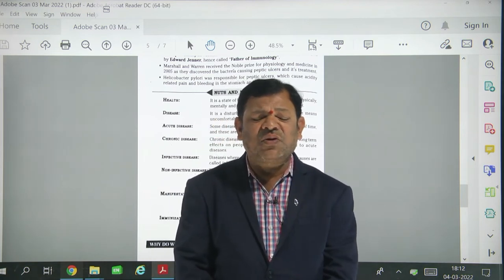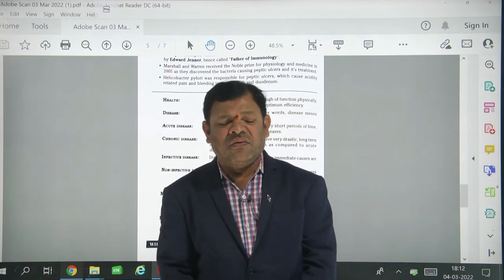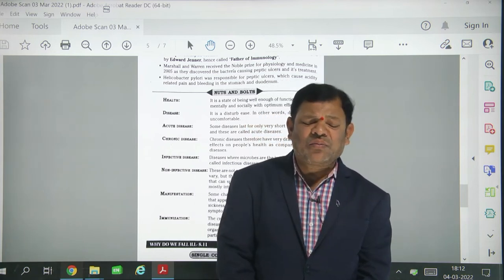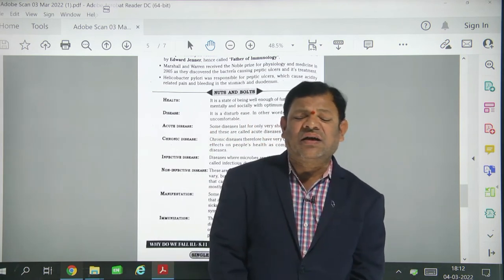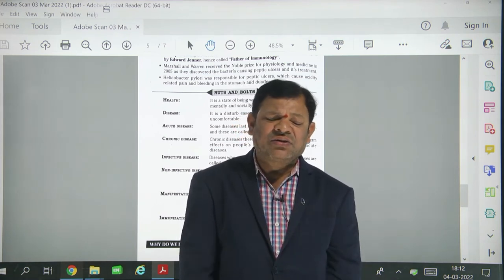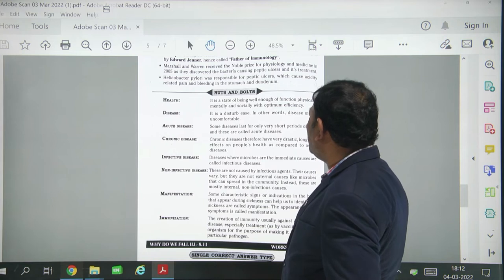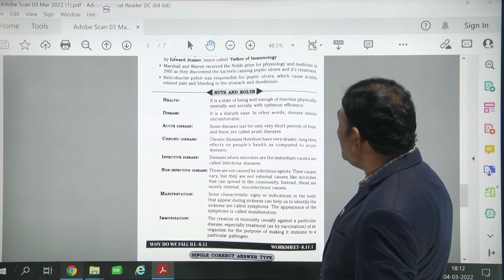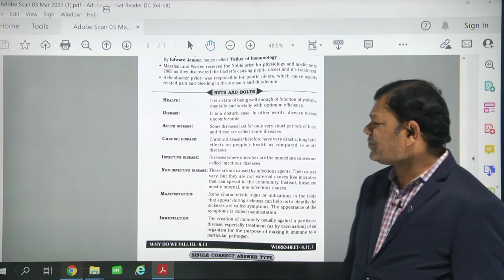Which diseases only stay in the short term? For example, cold, cough, fever. These are diseases that only stay for a few days. But some diseases can stay for a long time, for example, pneumonia, diabetes, cancer. These are known as chronic diseases. Chronic diseases therefore have very drastic and long-term effects on people's health as compared to acute disease. So chronic means long term and acute means short term.